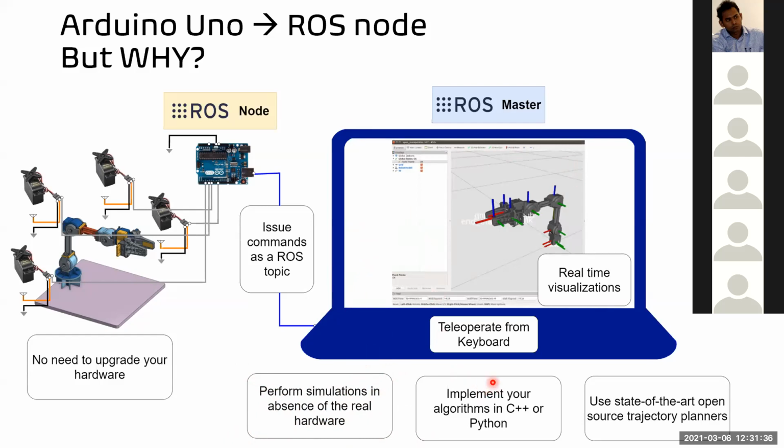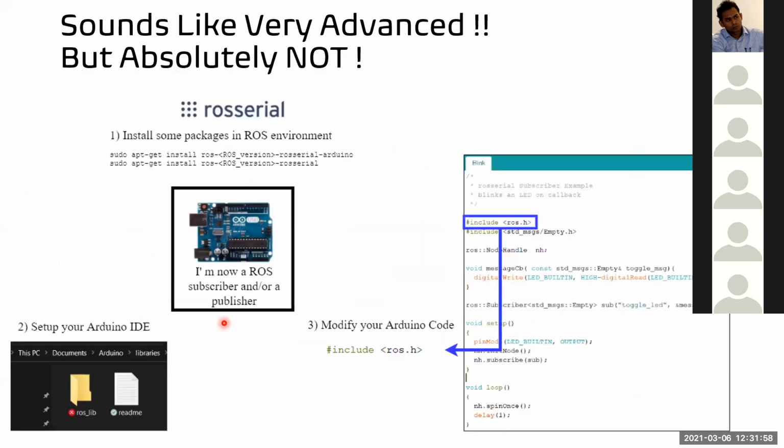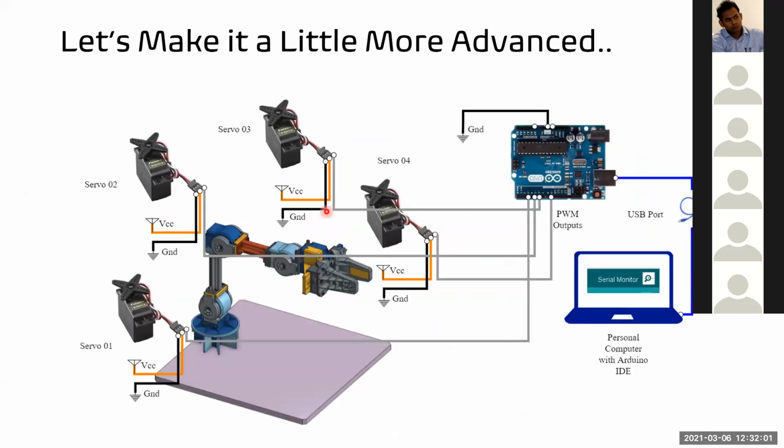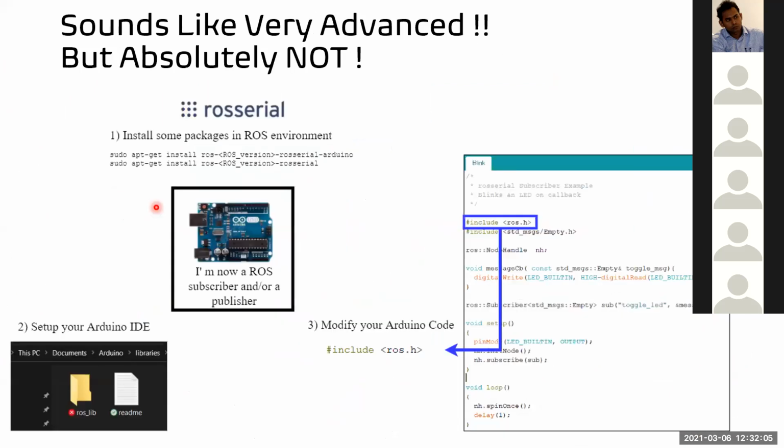Also, if you are familiar with C++ or Python, then you can implement your algorithms using them. Or you can use, as Sakuna mentioned, state-of-the-art open source trajectory planners such as MoveIt to control your robot. So you don't have to worry. You can do much more advanced motions, even though your hardware is just the same. If you compare the capability of Arduino with the capability of ROS, it sounds very advanced, but absolutely not. It is not that advanced.